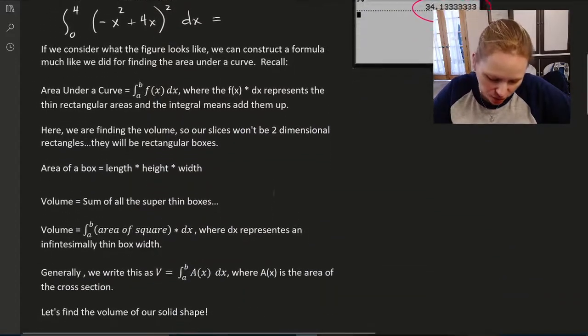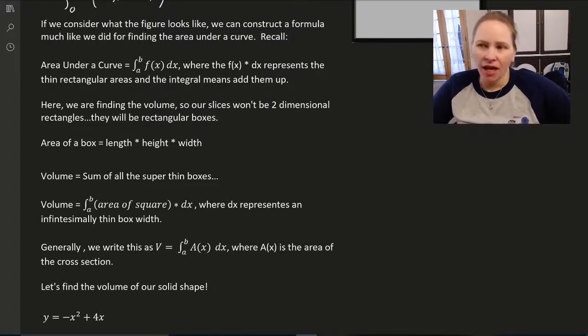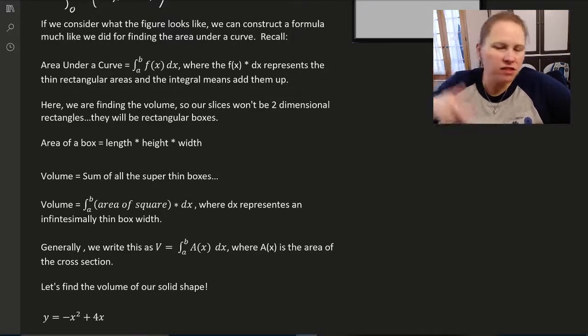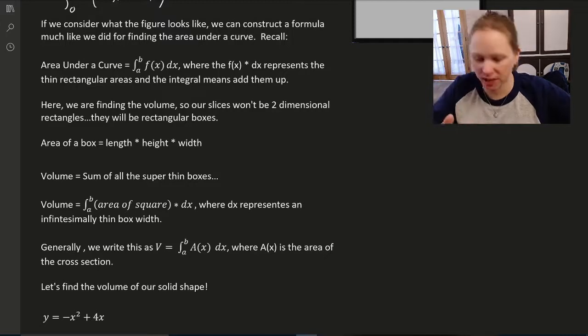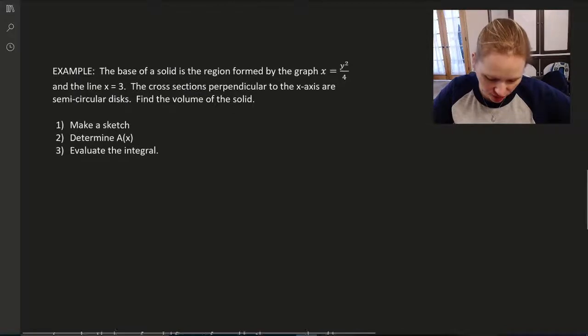So this is all kind of what I've been saying, and this is the thinking that we want to do. It's all related back to how we found the area of a curve where we slice it into rectangles. The difference now is that we're slicing into three-dimensional shapes and then finding each little volume and adding it up through integration. So let's take a look at a few more.